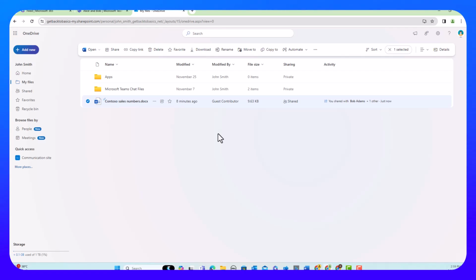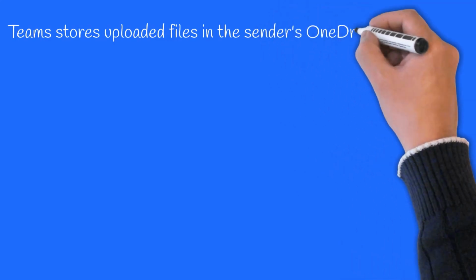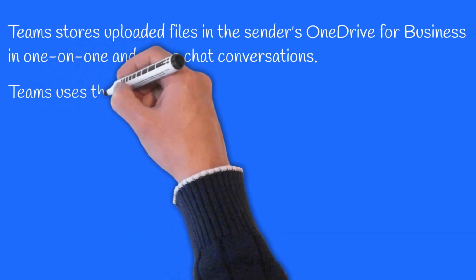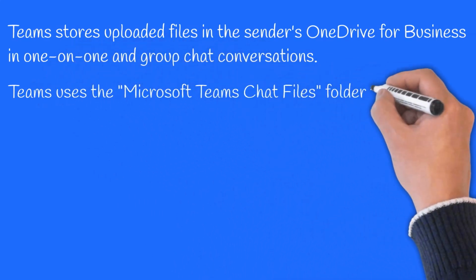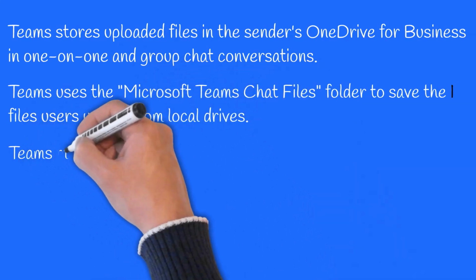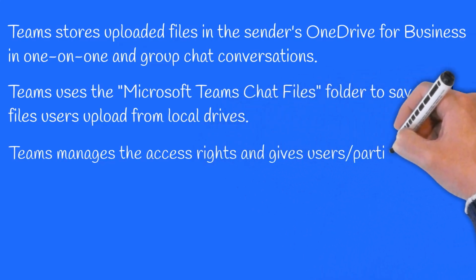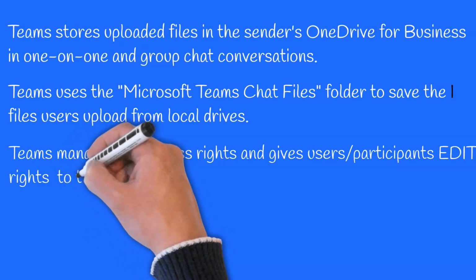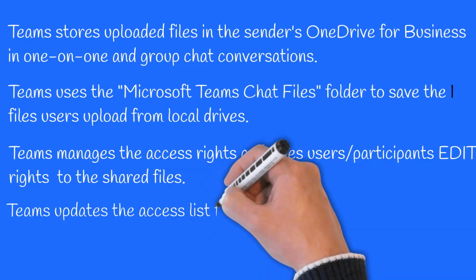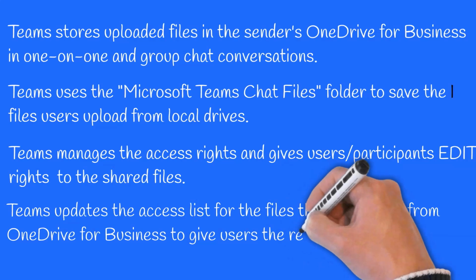So a couple of key takeaways before I move to the next point. Teams stores uploaded files in the sender's OneDrive for Business in one-on-one and group chat conversations. Teams uses the Microsoft Teams chat files folder to save the files users upload from local drives. Teams manages the access rights and gives users or the participants edit rights to the shared files. And the last point, for the files that are shared from OneDrive for Business, Teams updates the access list and gives participants the required rights to access the files.